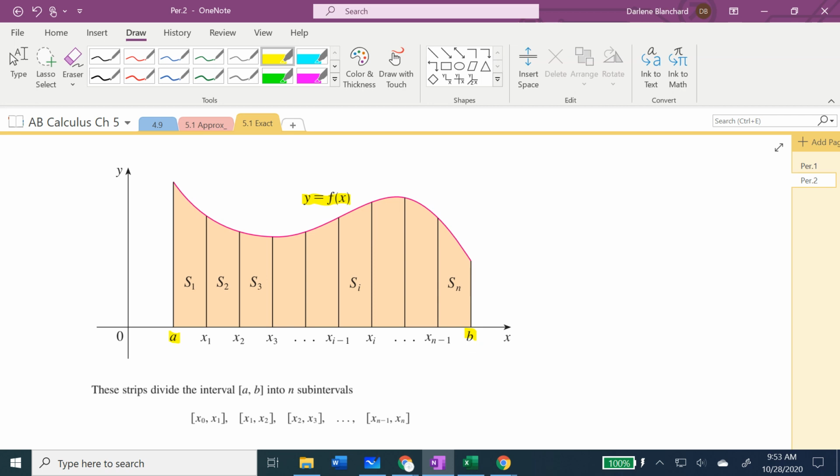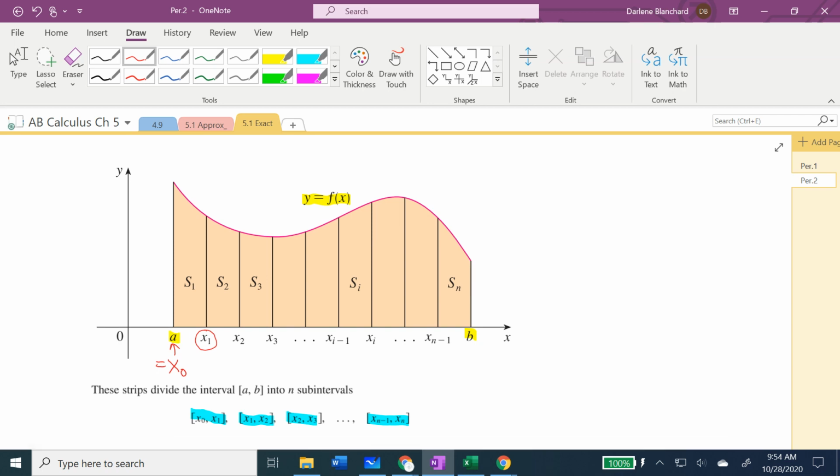What you need to do is cut the x-axis up into subintervals. So subinterval 1, 2, 3, and so on. Now, given that this is x sub 1, that means A itself is equal to x sub 0.